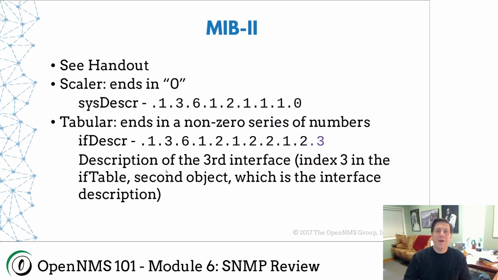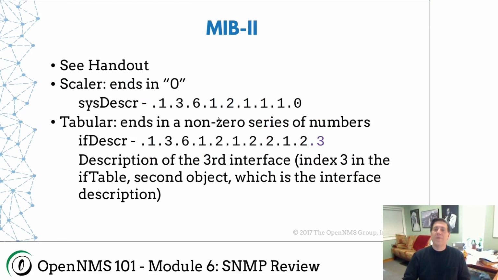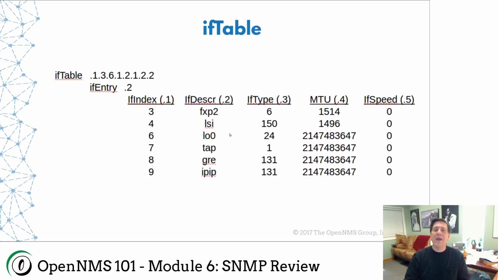So if we go back here to this slide, we're looking for this .3. Well, if we look, the .3 is this IF index, which says the IF descr would be FXP2. So if I went and looked and said, what is the description of the third interface? So if I said, what is .1.3.6.1.2.1.2.2.1.2.3, it would return and tell me it is FXP2.